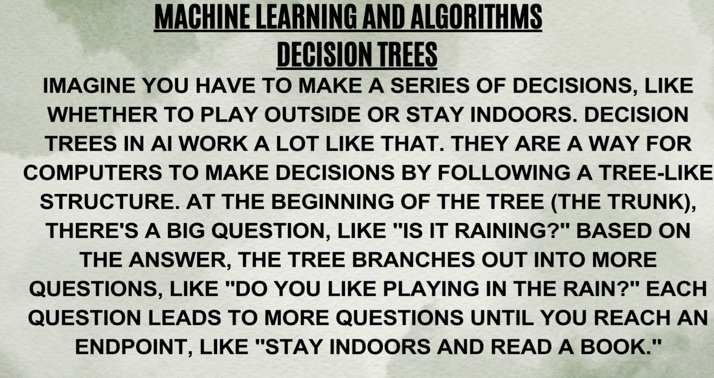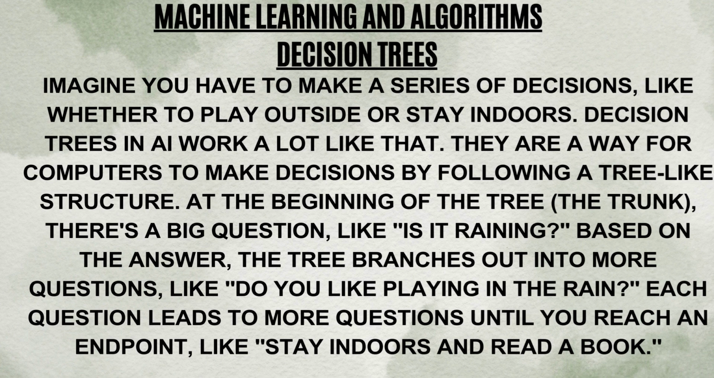Decision trees. Imagine you have to make a series of decisions like whether to play outside or stay indoors. Decision trees in AI work a lot like that. They are a way for computers to make decisions by following a tree-like structure.